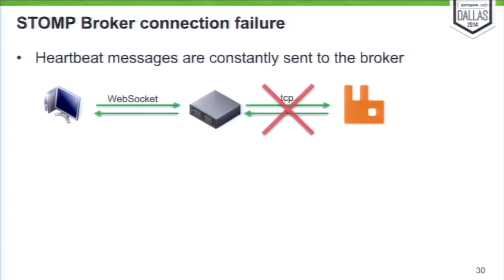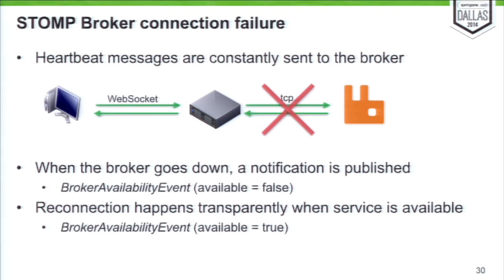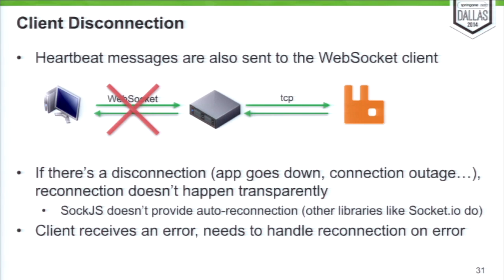But what happens when there's a failure here? We're going to get a notification, an event, called the broker availability event. That will tell us that the broker is down or there's no connection to the broker. So we're going to get this notification saying that it's not available, and we're going to try to reconnect all the time. We are doing the auto reconnect transparently. Whenever the broker is up again, we're going to get another broker availability event, so we know when the broker is up again. But the reconnection is transparent to us.